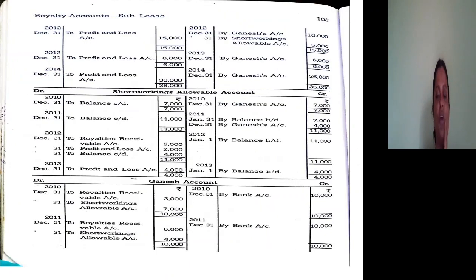But as far as short working is concerned, as there is no surplus, this is the last year for second year short working recoupment. So as there is no surplus, that 4,000 is fully transferred to profit and loss account. So short working account debtor to profit and loss account 4,000, so that henceforth short working account will not come.